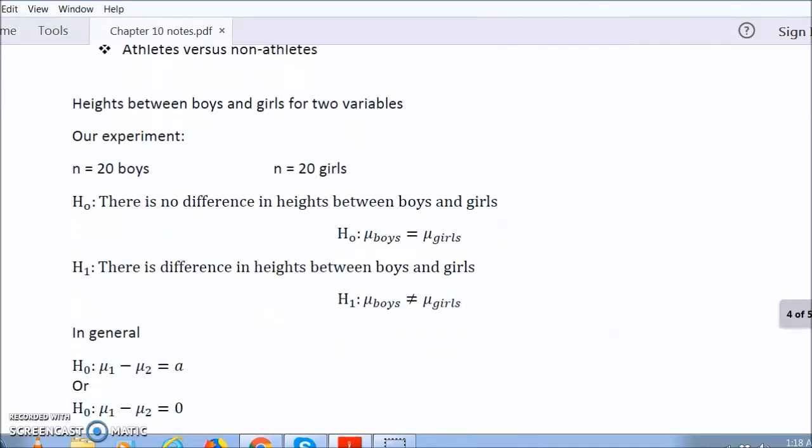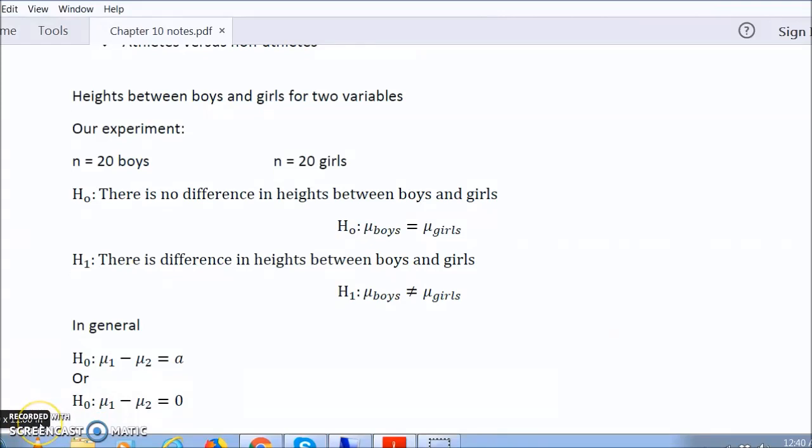So let us work with an example so that things become much more clear. The example that we are going to be looking at is about the heights between boys and girls. We have n equals 20 boys and n equals 20 girls. Boys and girls are our two variables. We are looking at the height, but we have two independent variables here, and there are two samples here.